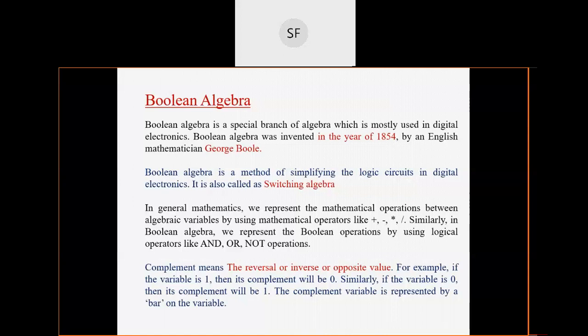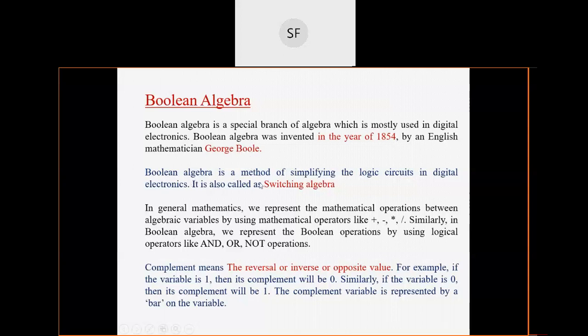So what is Boolean algebra? Boolean algebra is a special branch of algebra which is mostly used in digital electronics. Boolean algebra was invented in the year 1854. So this branch of algebra is very old. It was invented in 1854 by the English mathematician called George Boole, and from his surname you can observe it is called Boolean algebra.